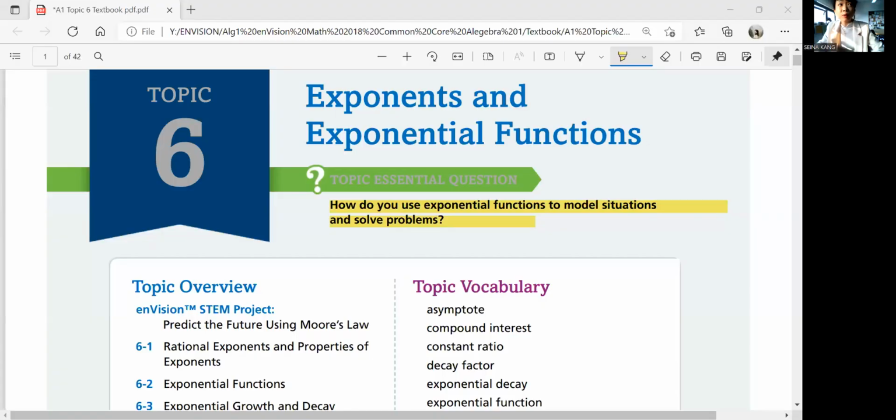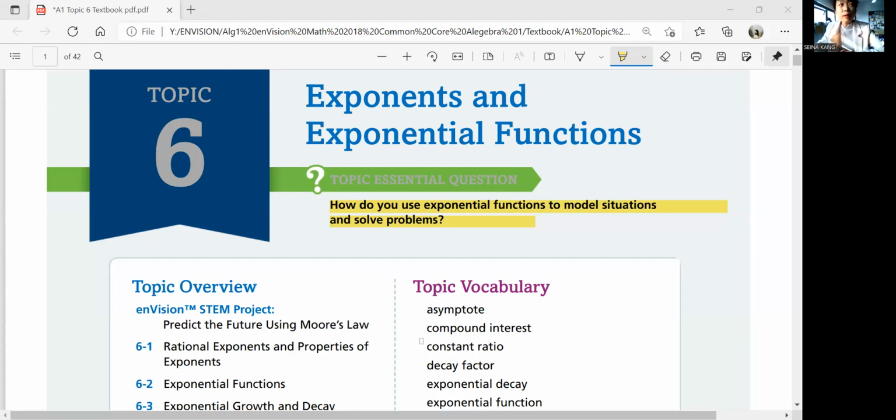Hi everyone, this is Algebra 1, Topic 6, Exponents and Exponential Functions. So in this topic, we'll think about how we can use exponential functions to model situations and solve problems. You would wonder, what is an exponential function? We'll start with that.